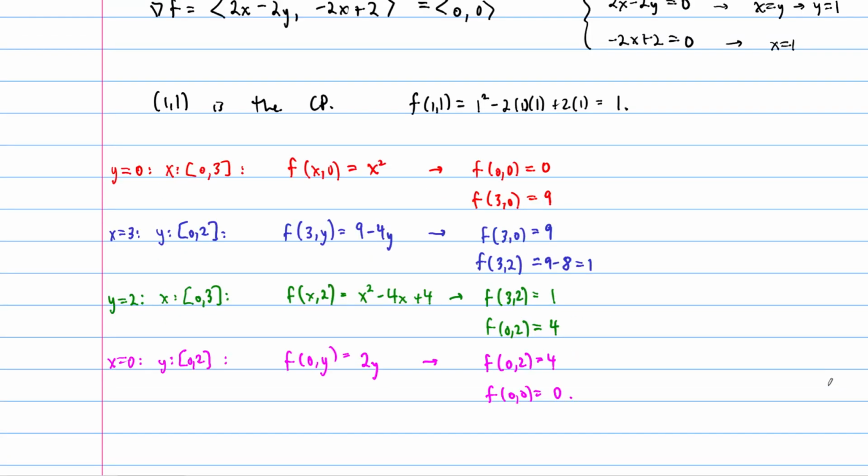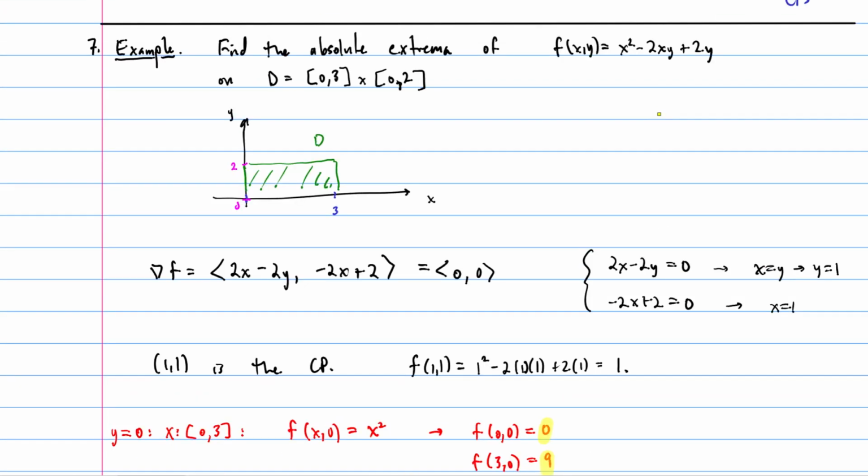All right, so now we have collected all of our max mins along the boundary components. We have collected our critical point on the interior, and at this point all we have to do is look at the values of these. So of all these numbers, the largest number is 9, and the smallest number is 0. And that's the answer then. So 9 and 0. So this value of 1 is not going to be either a max or a min.